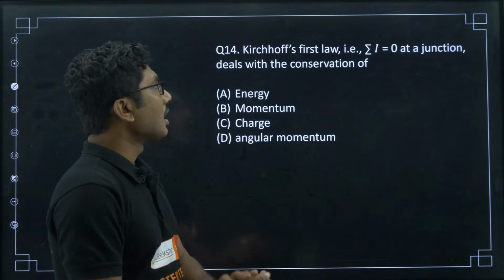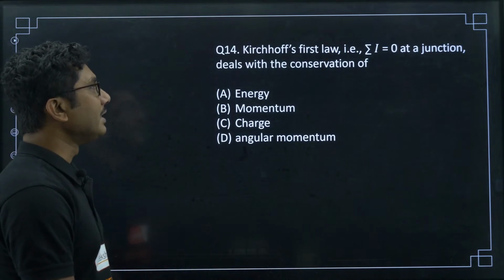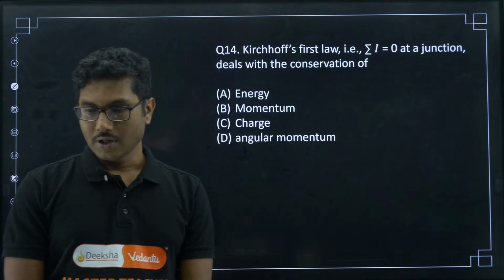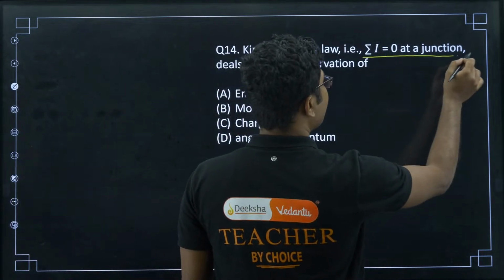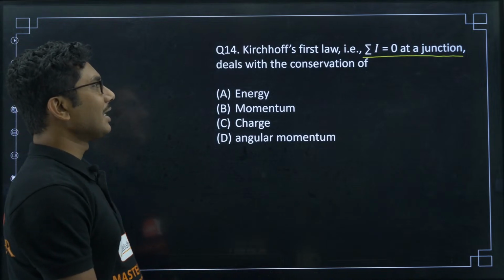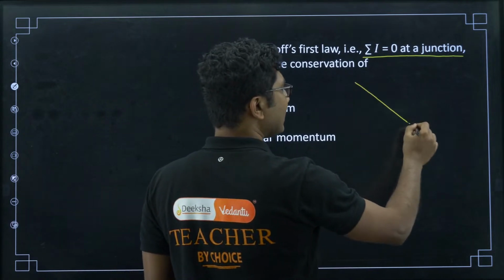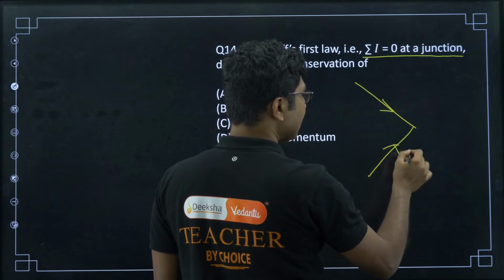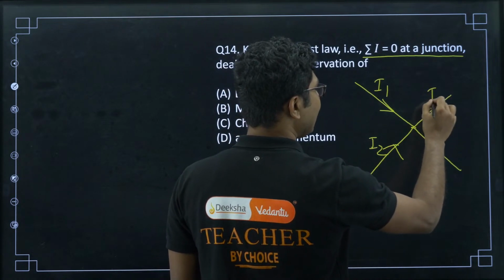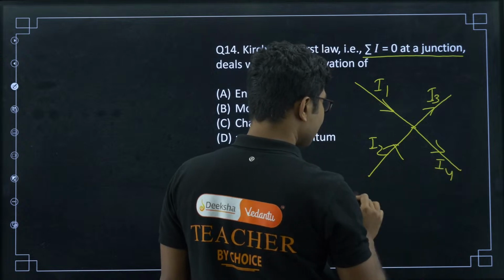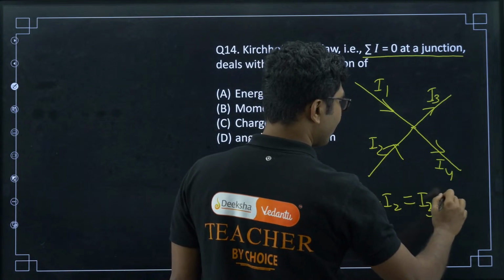Next question: Kirchhoff's first law, that is sum of current equals to 0 at a junction, deals with the conservation of... I have discussed it multiple times. We know that whatever is the incoming current at a junction, that is the junction rule. Suppose I1 and I2 are entering, whereas I3 and I4 are exiting, then Kirchhoff's junction rule says I1 plus I2 equals I3 plus I4.